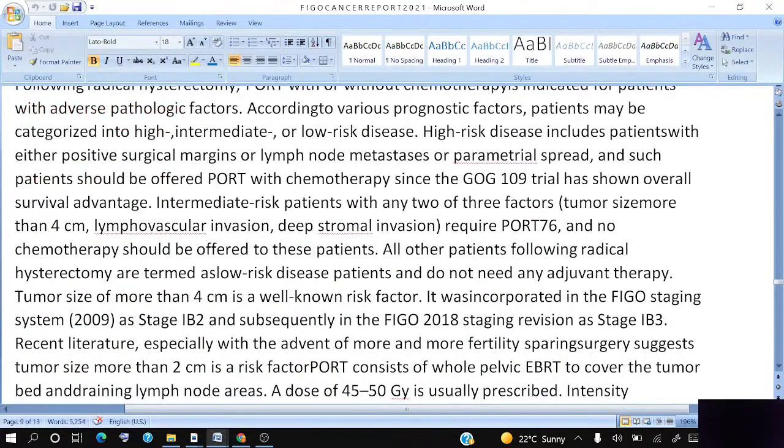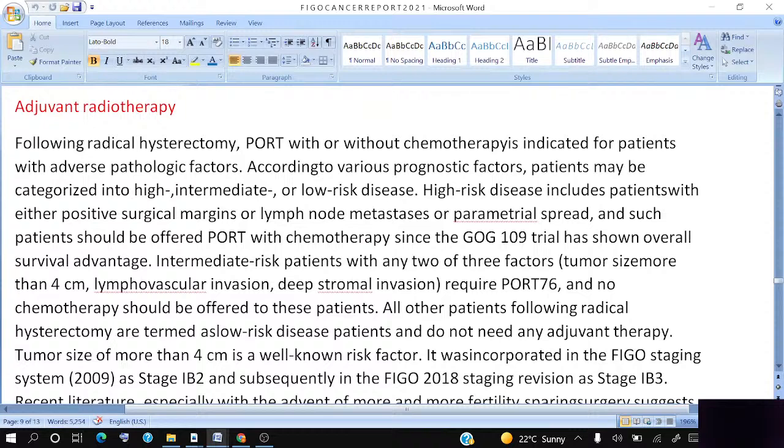We have some drugs to be used as adjuvant therapy, especially following radical hysterectomy, with or without chemotherapy. The indication is for patients with adverse pathological factors, according to various perspectives of prognosis, categorized as high, intermediate or low risk according to the condition, the risk, and the stage of the disease. So here, positive surgical margin, lymph node metastasis, and parametrial spread, the patient will be offered postoperative radiotherapy and chemotherapy.